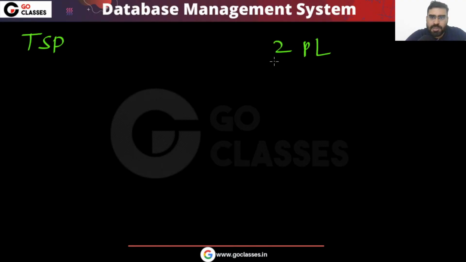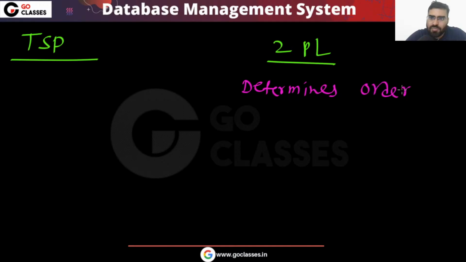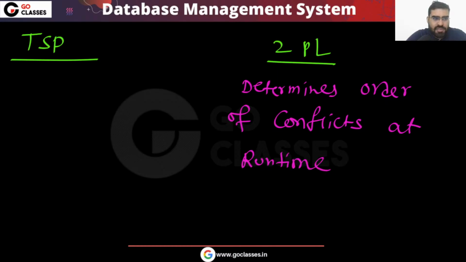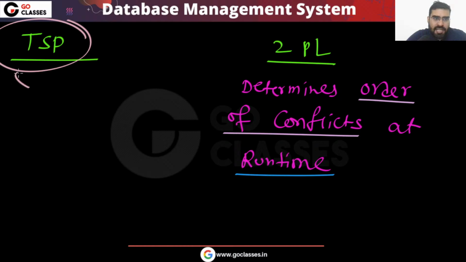What is the difference between TSP and 2PL? 2PL determines the order of conflicts at runtime. It is very flexible. This two-phase locking protocol determines the order of conflicts at runtime, right? But TSP has a predetermined mentality.